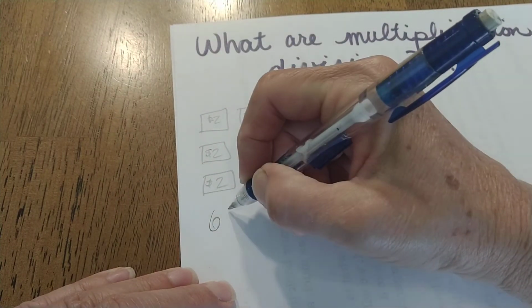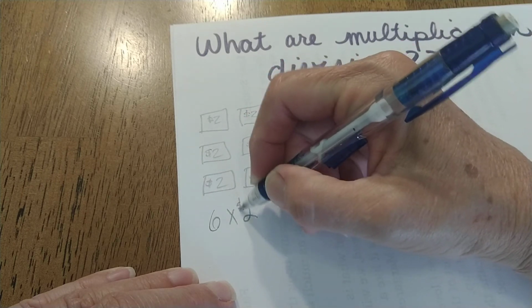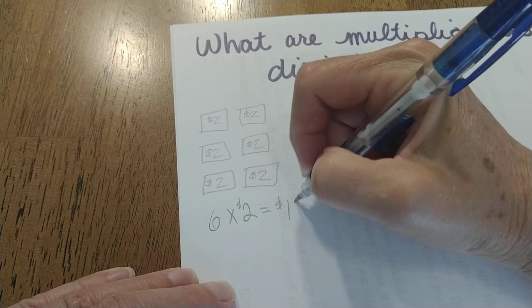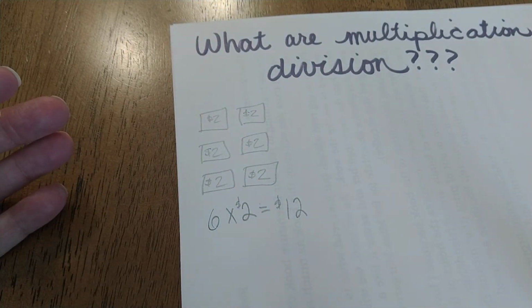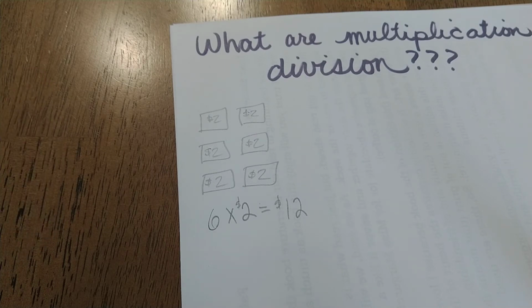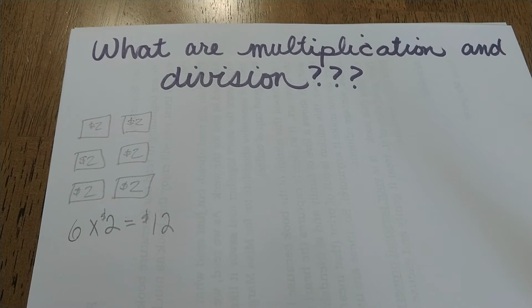So 6 times $2 is $12. That's what multiplication is. That's all it is: addition of things over and over and over.